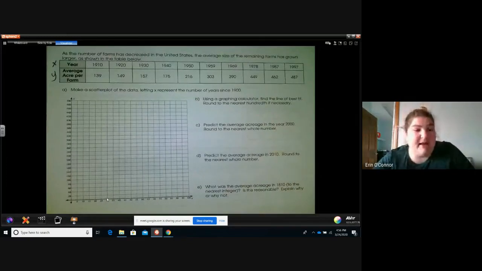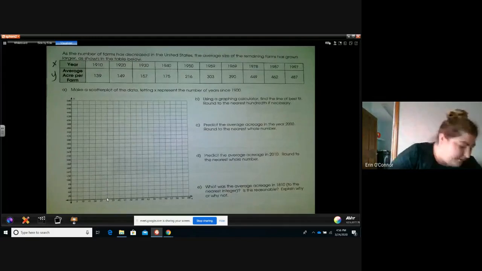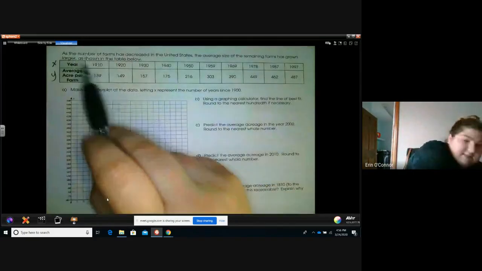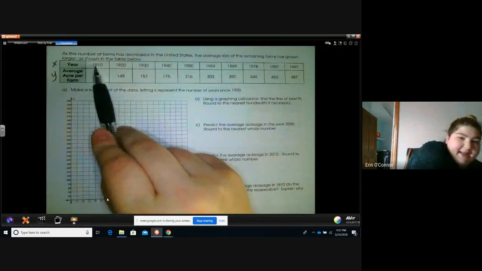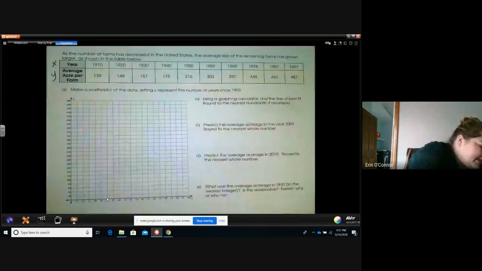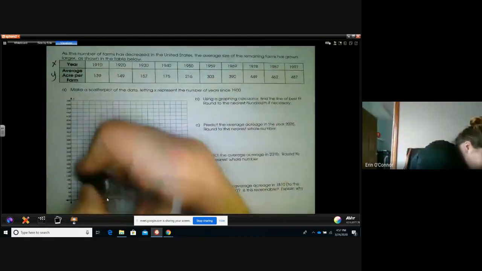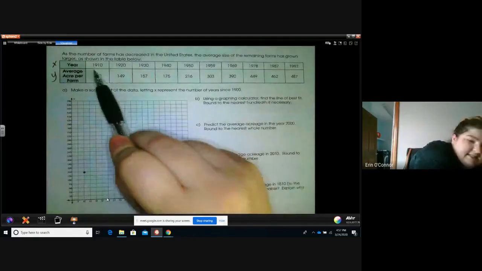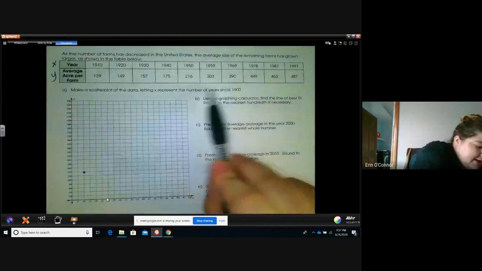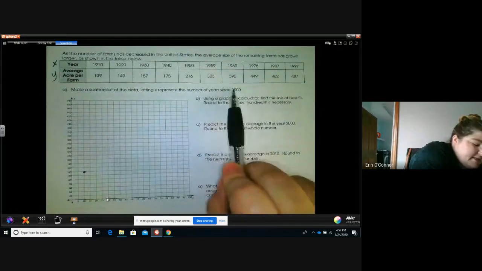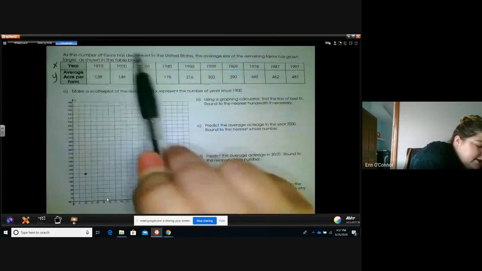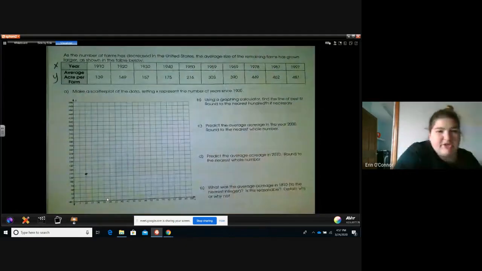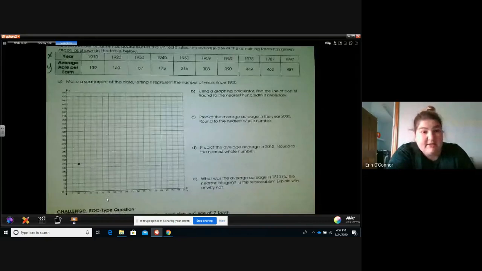First of all, make a scatter plot of the data, letting X represent the number of years since 1900. So this is 1910. How many years is that past 1900? Well, it's 10 years past 1900. So 139 is my first one. And again, I got 10 as my X because 1910 is 10 years past 1900. And it says let X represent the number of years past 1900. Essentially, this is going to be 10, 20, 30, 40, 50, 59, 69, and so on. We're just going to take the 19 off. The next one is 149.